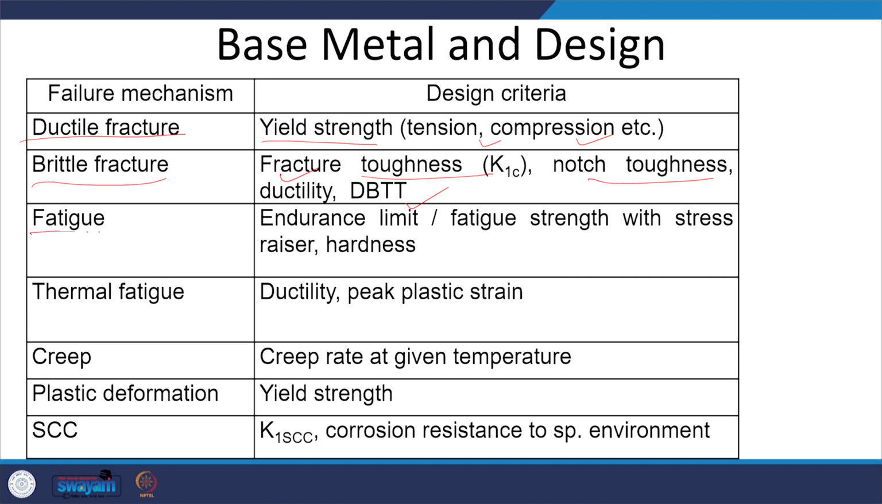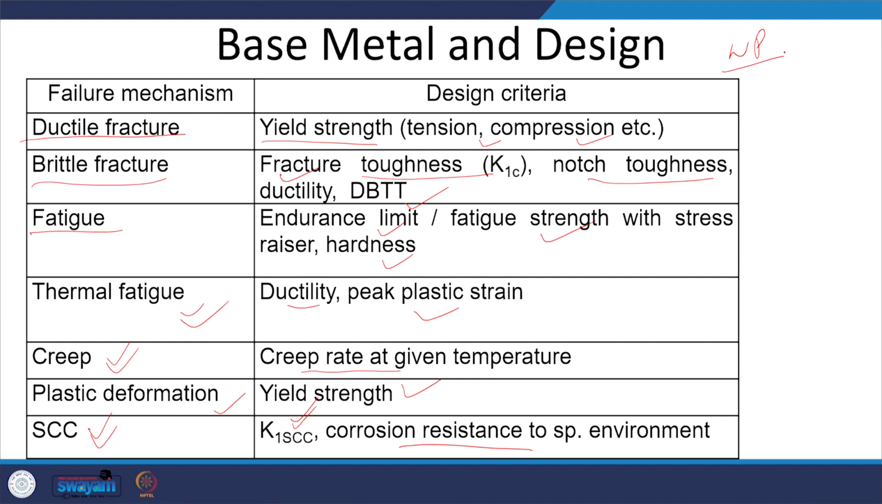Then the fatigue: if the failure mechanism expected is the fatigue, then we should consider the fatigue limit or fatigue strength with the stress ratio or hardness. If it is thermal fatigue, then ductility and peak plastic strain. If the failure mechanism of the weld joint is expected to be creep, then the creep rate at a given temperature. If it is a plastic deformation, then the yield strength. And if the weld joint is expected to fail by the stress corrosion cracking, then we must see K1SCC and resistance to the corrosion in specific environment.